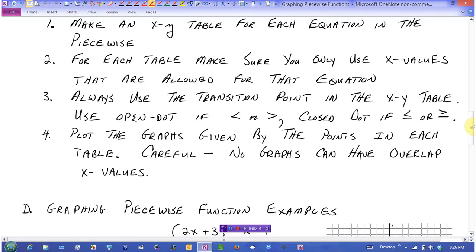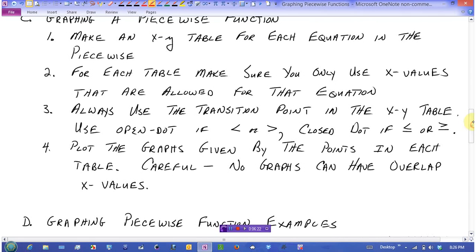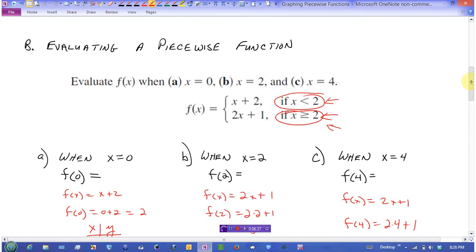Now, I have to go back on what I just said, because we're always going to use the transition point. For the equations above, I am actually going to plug x equal to 2 into both of them, the x plus 2 and the 2x plus 1. I definitely want to use this transition point where x is equal to 2, where it jumps from one equation to the other. But this first equation says I can't really use a value of x equal to 2, only ones that are less than 2, but I'm still going to put a value of 2 in there.